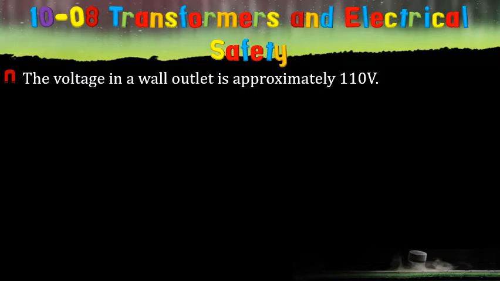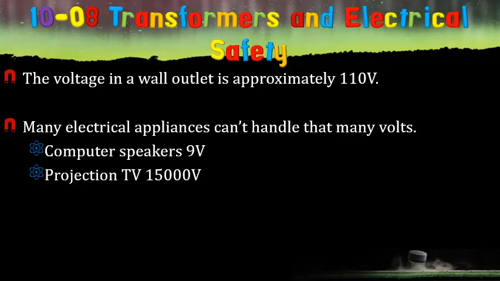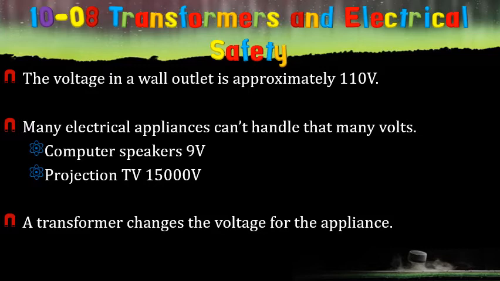Voltage in a wall outlet is approximately 110 volts. Many electrical appliances can't handle that many volts though. Like the computer speakers in the front of my classroom are 9 volts. A projection TV, those are the old, big, ginormous TVs, would take 15,000 volts. A transformer changes the voltage for the appliance.